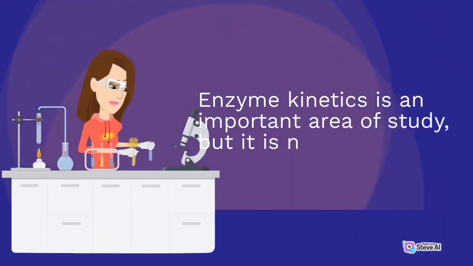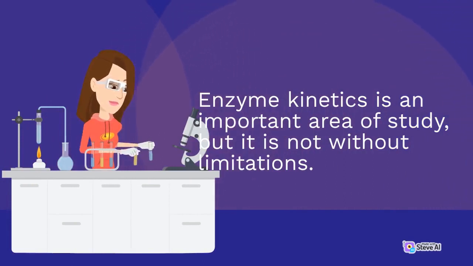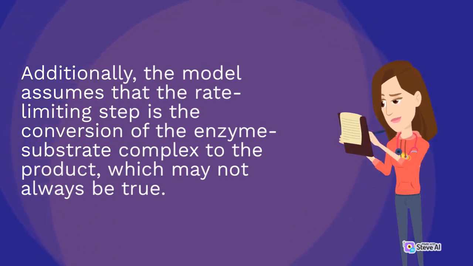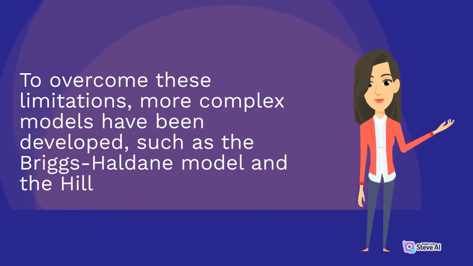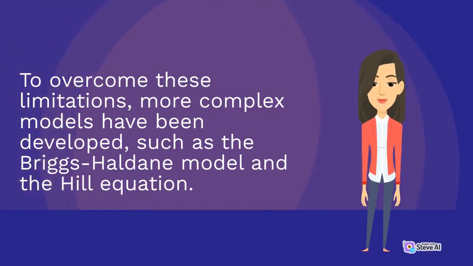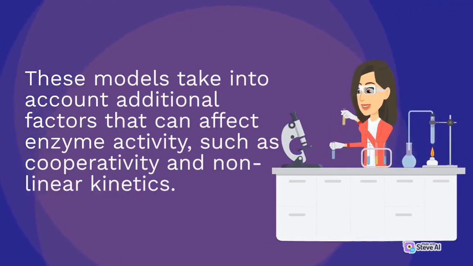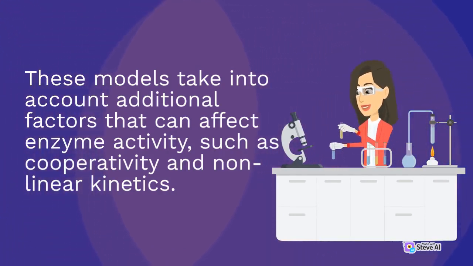Enzyme kinetics is an important area of study, but it is not without limitations. Additionally, the model assumes that the rate-limiting step is the conversion of the enzyme substrate complex to the product, which may not always be true. To overcome these limitations, more complex models have been developed, such as the Briggs-Haldane model and the Hill equation. These models take into account additional factors that can affect enzyme activity, such as cooperativity and nonlinear kinetics.